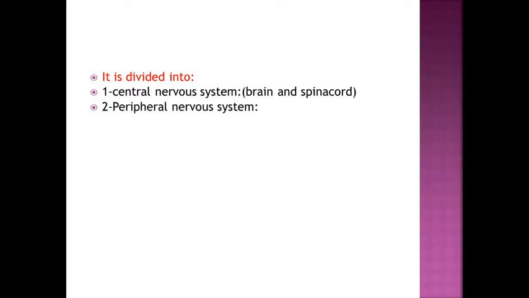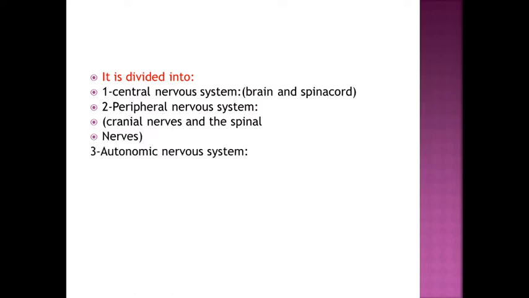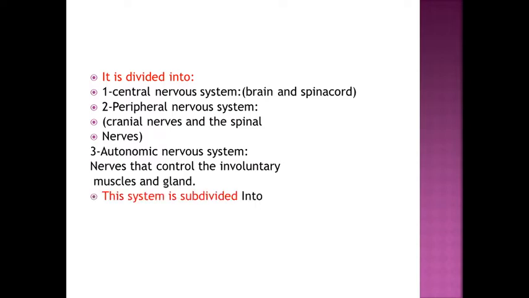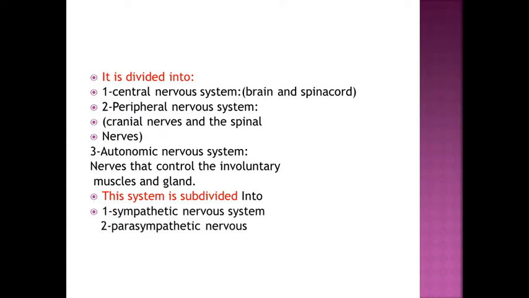So the nervous system is divided into the central nervous system, which is the brain and the spinal cord; the peripheral nervous system, which is the cranial nerves and the spinal nerves; and the autonomic nervous system, which are the nerves that control the involuntary muscles and glands. This system is subdivided into the sympathetic nervous system and the parasympathetic nervous system.